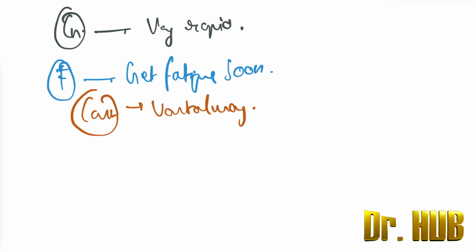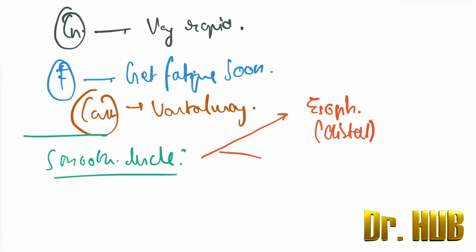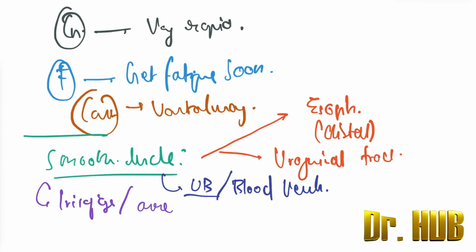Next, we move on to the smooth muscles. In terms of smooth muscles, we look at the location. It is present in the esophagus, in the distal part. Then it is also present in the urogenital tract, the urinary bladder, that is UB, the blood vessels, the iris of the eye, as well as the erector pili muscles.